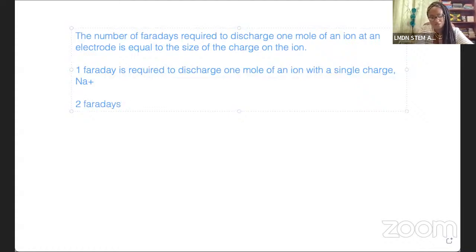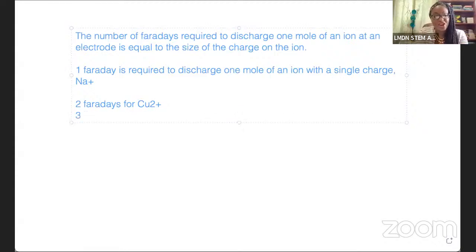If we're doing, say, Cu for copper, so like Cu2+, because copper typically has a 2+ charge when it's in that ionic state. Copper(II) sulfate is typically the electrolyte solution that we'll be looking at. So 2 Faradays will be needed for that.